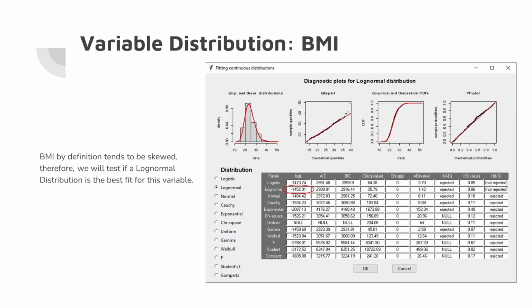We know that BMI tends to be skewed by definition, so we will test for a log normal distribution. We can see within the diagnostic plots, using the fitdistrplus library from R, that the log normal distribution is the best fit for our data.